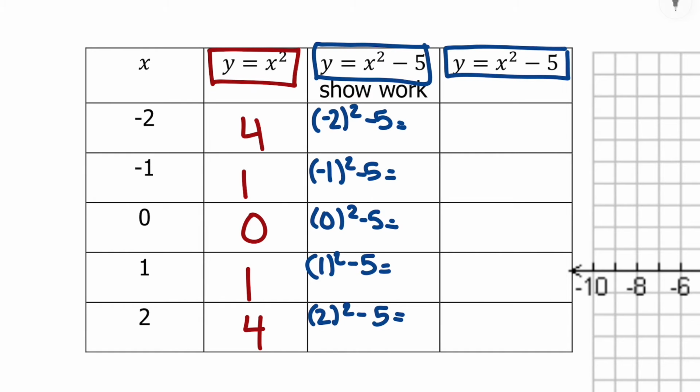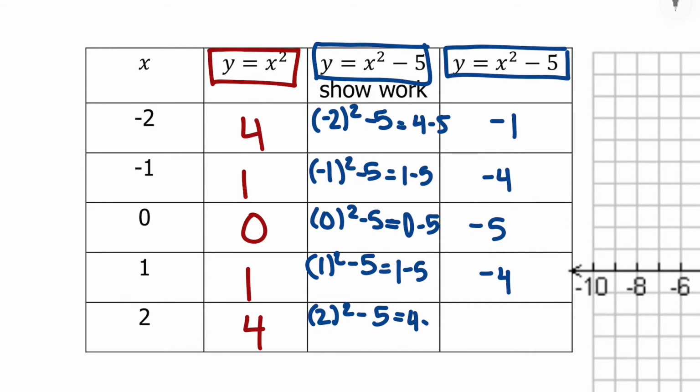Okay, so -2 squared is 4 minus 5 is -1. -1 squared is 1, and then minus 5, which is -4. 0 squared minus 5 is -5. 1 squared minus 5 is 1 minus 5, which is -4. And then 2 squared minus 5 is 4 minus 5, which is -1.